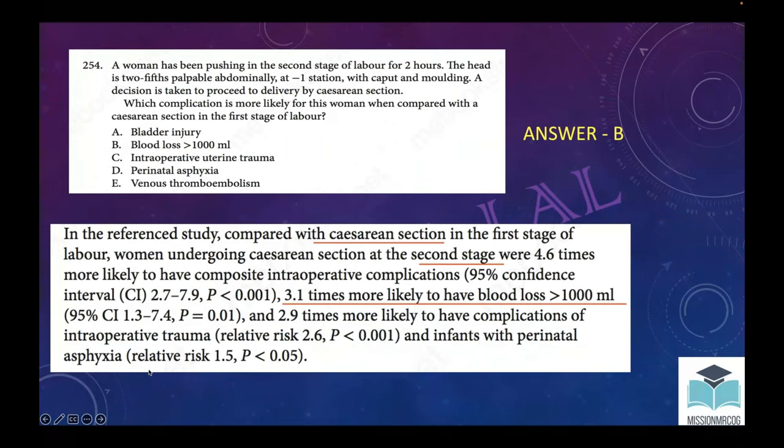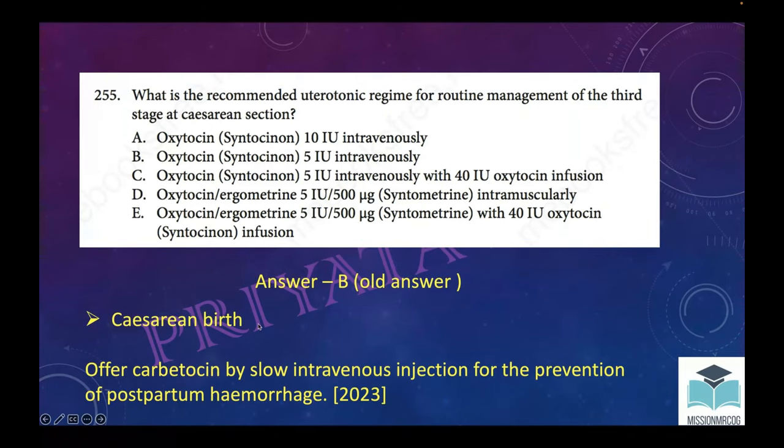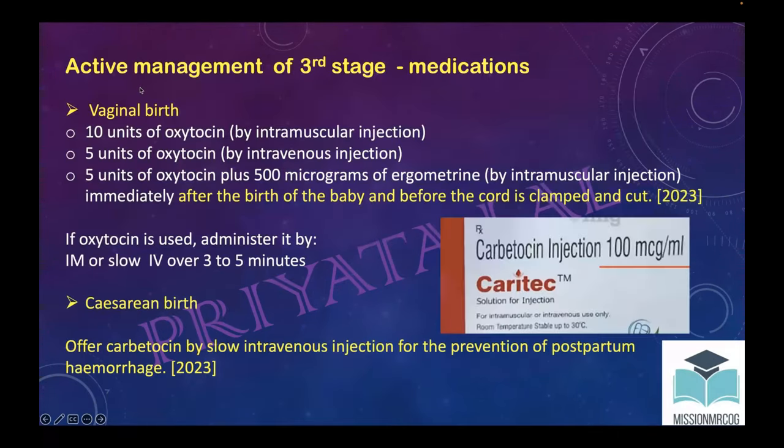So what is the recommended uterotonic for third stage of labor at cesarean section? 5 units IV, 5 international units IV. You have to change the answer. Carbetocin. Yes, carbetocin. This is the old answer. Now it is offer carbetocin by IV slowly for the prevention of PPH. So this is the new change. So this is the old answer and this is the new answer. And this part we have already discussed. So these three things are for the vaginal birth. This is for the cesarean section.